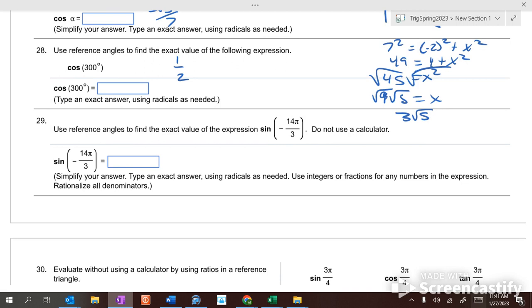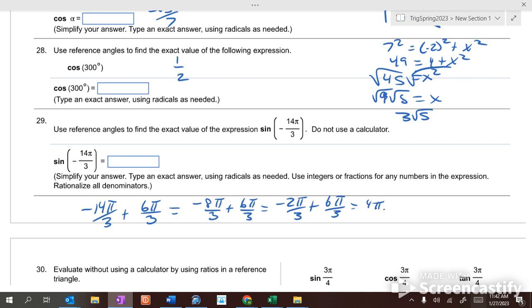Sine of negative 14 pi over 3. Well, you take negative 14 pi over 3 and you add 6 pi over 3, because you have to get a coterminal angle. So you get negative 8 pi over 3. Add 6 pi over 3, and you get negative 2 pi over 3. And add 6 pi over 3, and you get 4 pi over 3. And so it's the sine of 4 pi over 3, which works out to be negative square root of 3 over 2.